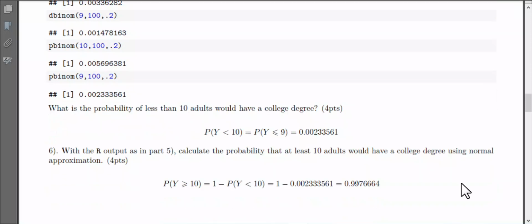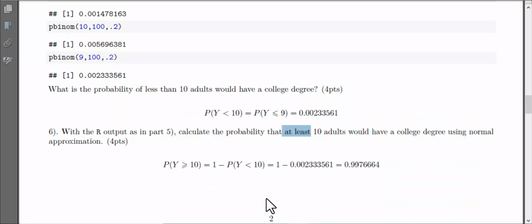Alright, what if we want to know the probability of at least 10? So we have to figure out the probability of y greater than or equal to 10. Do not forget this equal sign because this is at least, right? Now say if we do it by hand, we have to keep going 10, 11 up to 100. That's impossible, right? So the common trick here, we use the complement rule, use 1 minus the probability of y less than 10. We already know this probability from part 5. That's why we plug it in. That's how we get the probability, okay?